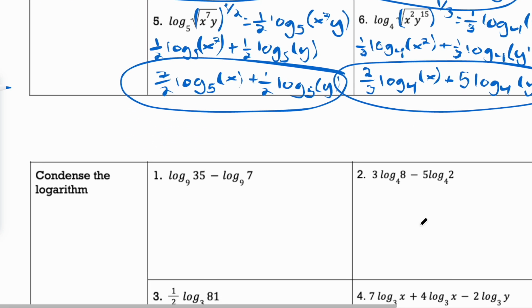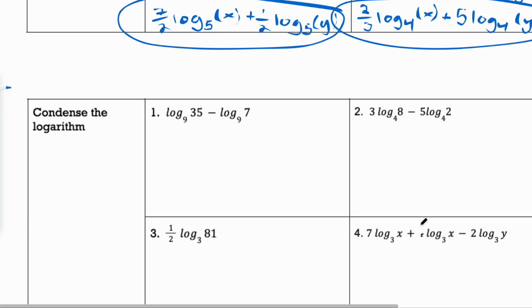Okay, now we're condensing logarithms. So we're basically going in reverse. Well, if we have subtraction, that's the same thing as saying what?